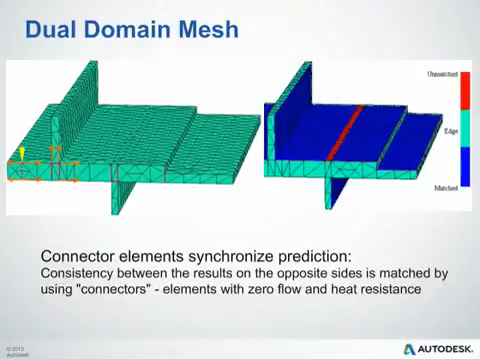So with dual domain mesh type, we have connector elements that basically allow us to synchronize results from the top and bottom surfaces of the part. So as the flow front progresses through this part, we know we should keep it synchronized through the profile of that part. And that's what these connector elements help us do. They also have zero flow and heat resistance, so they're not affecting anything in that aspect.